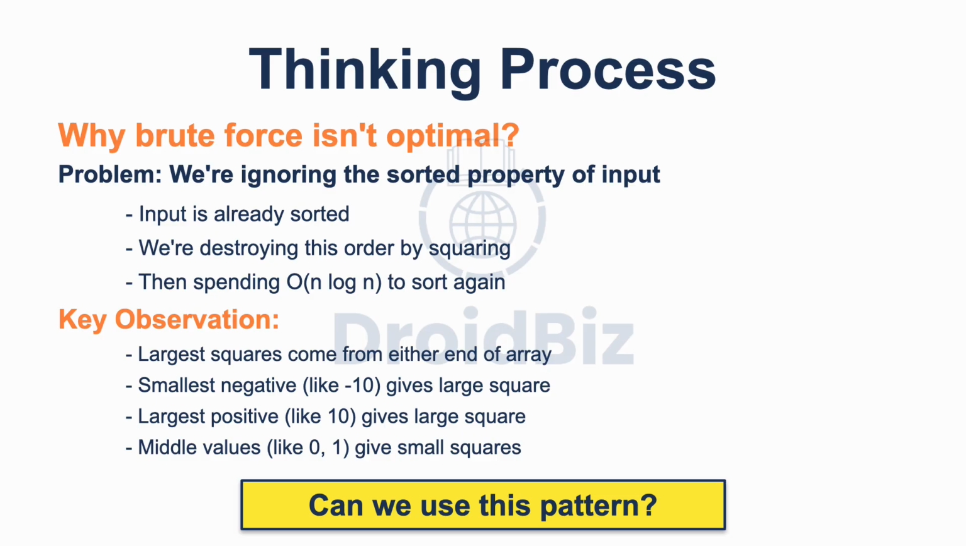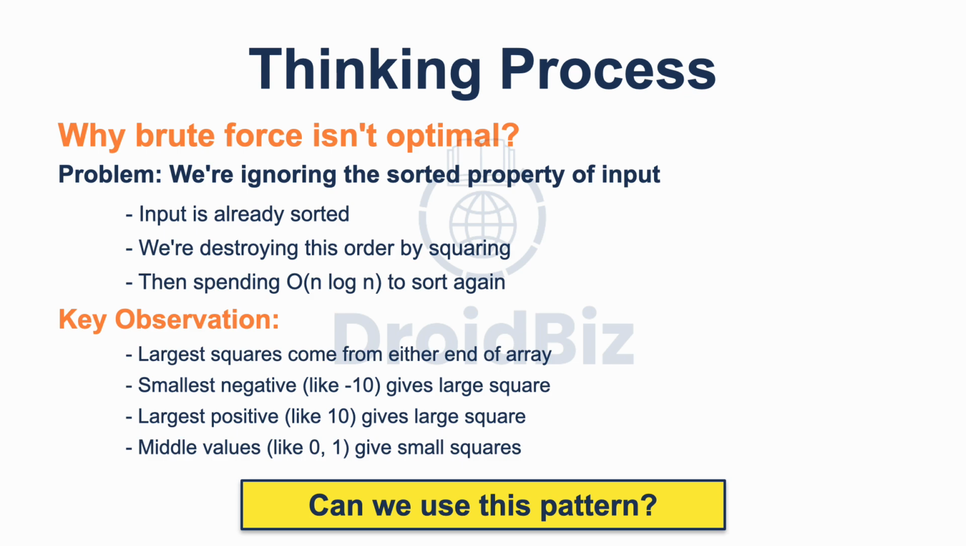Now, let's think about why the brute force approach isn't optimal. The problem is we're ignoring the sorted property of the input. The input is already sorted, but we're destroying this order by squaring. Then we're spending big O of n log n time to sort again.